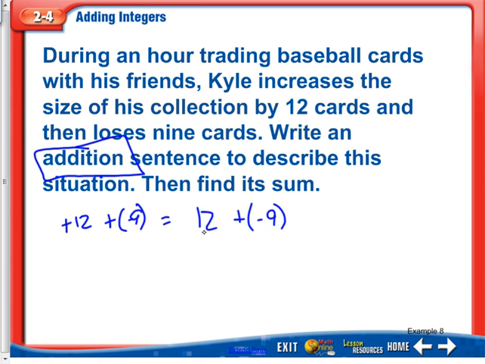Now, 12 is bigger, so we know it's going to be a positive answer. And then we just subtract the 9, and we get 3. Now this is a word problem, so you should say 3 cards.